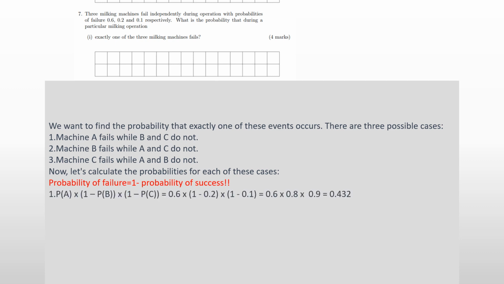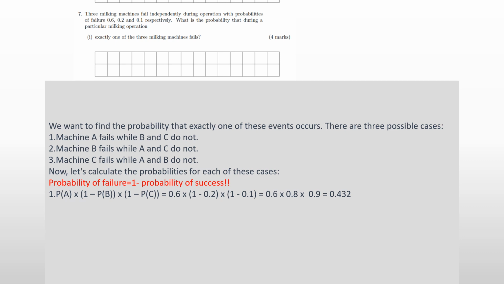Right, so if I want to do scenario A, or scenario 1, which says machine A fails while B and C don't, I find the probability of A failing, which I was already given, is 0.6. Multiply, because this has to happen at the same time, by the probability of B not failing. B not failing would be 1 minus 0.2, right? And then times the probability of C not failing, which would be 1 minus 0.1, right?